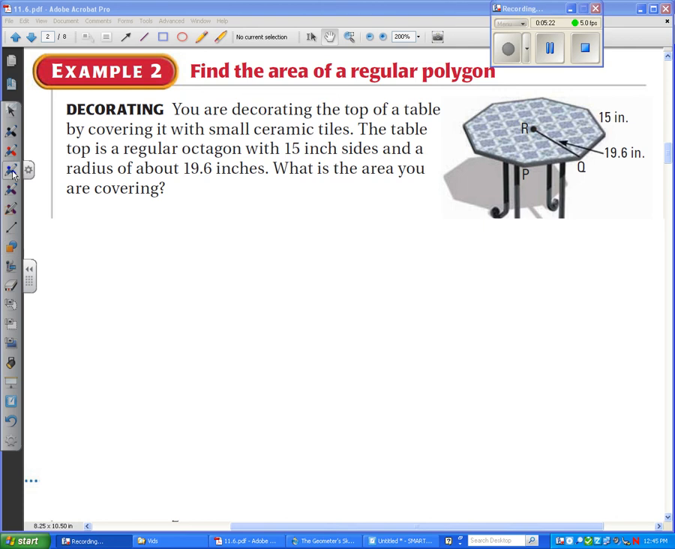It says decorating it, ceramic tiles, regular octagon. So we have an octagon. The formula for the area of an octagon or any regular polygon is 1/2 times A times P. The apothem is not given. All we have is the radius. I'm just going to draw the triangle of one of the octagon pieces.